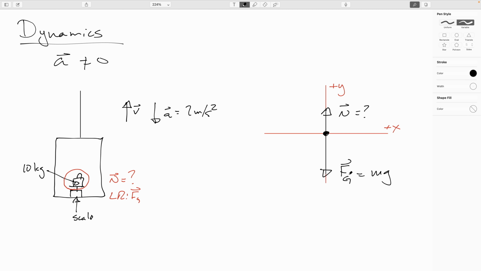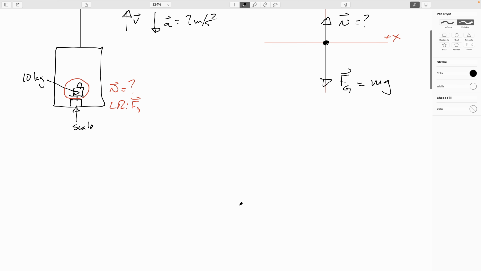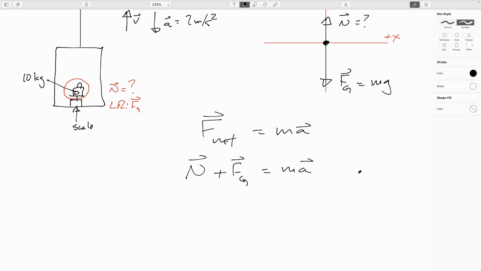Alrighty. So now with that, we can go ahead and apply Newton's second law to the situation here. Newton's second law, as we're using it right now, is F net equals ma. So we can go ahead and write out our forces as vectors here. So we'll be adding the normal force and gravity to get ma. Now what we'll do is take this vector expression and break it into x and y components.